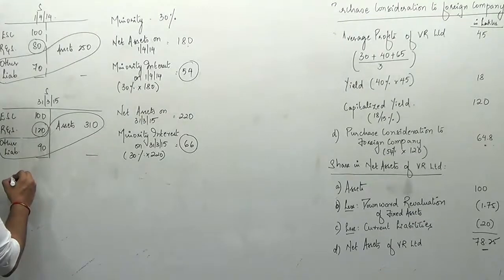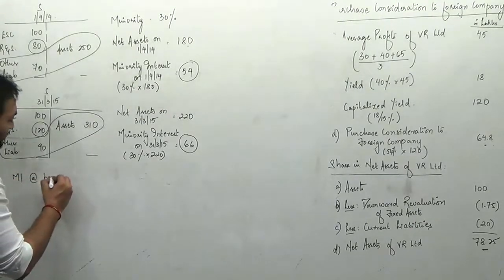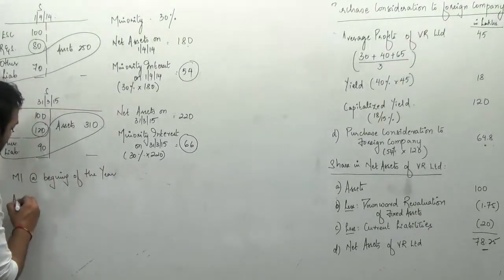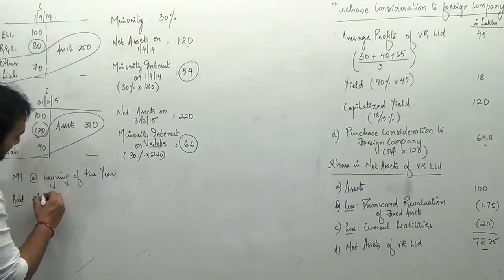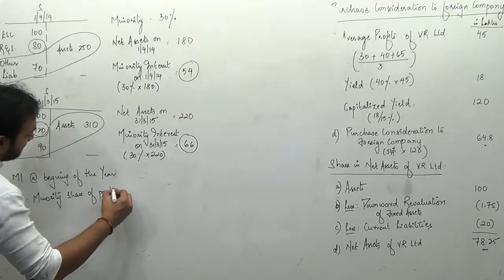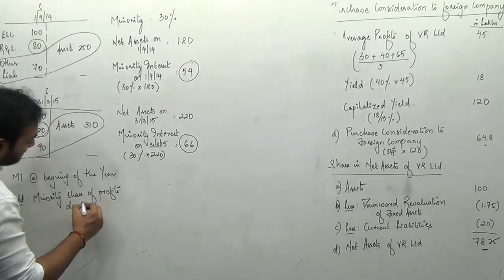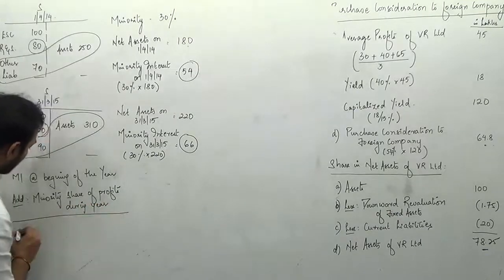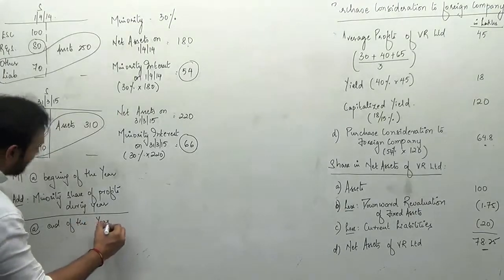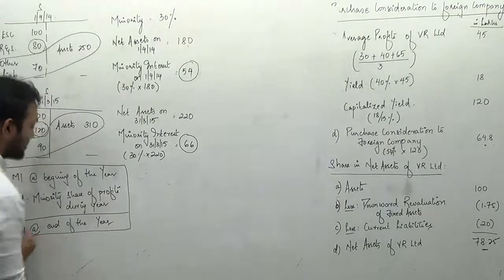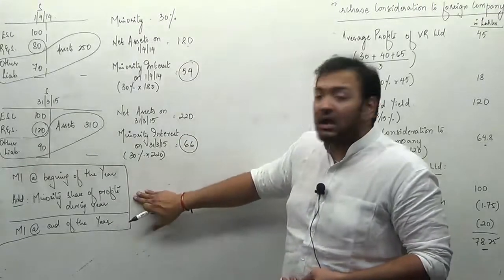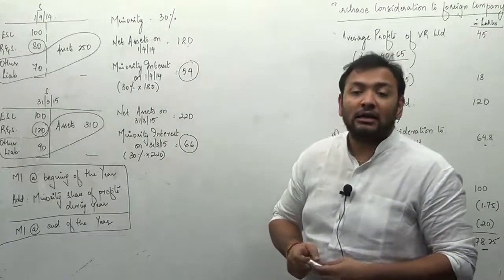So I can write it like this. When I have to calculate minority interest at the beginning of the year, plus minority share of profits during the year, this will give me minority interest at the end of the year. This is a simple formula which we can write down for the minority interest calculations. And this problem will be using this particular formula. Instead of calculating minority share of net assets, minority interest at the beginning of the year and minority share of profits during the year, you'll automatically get the minority interest towards the end of the year.